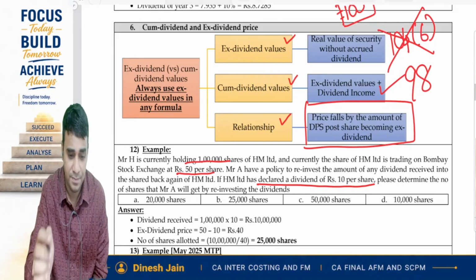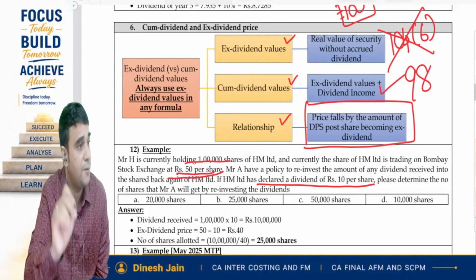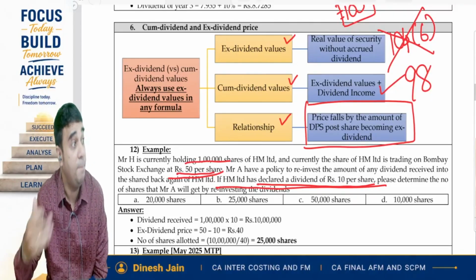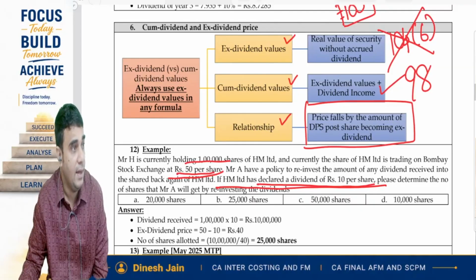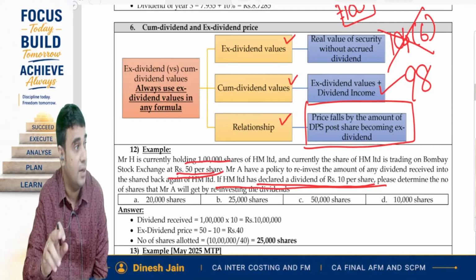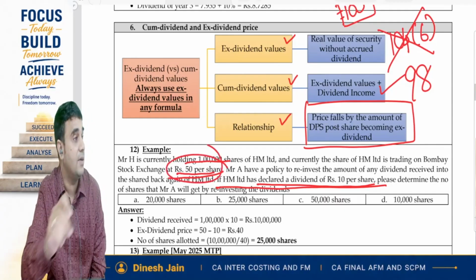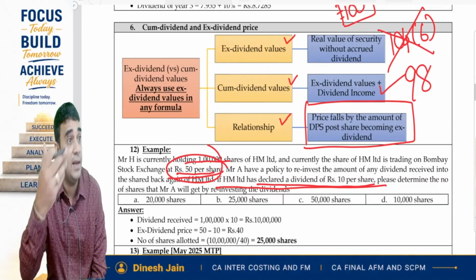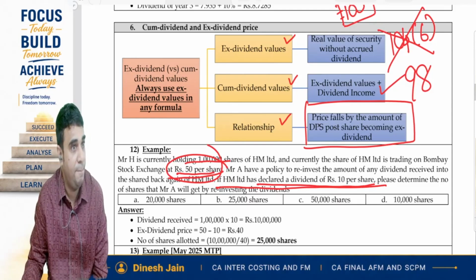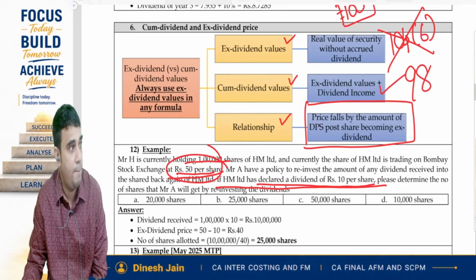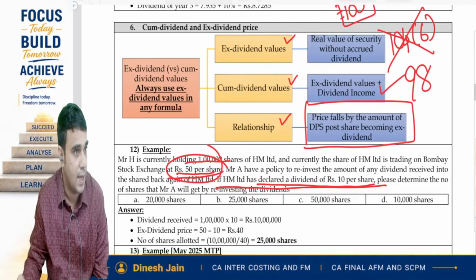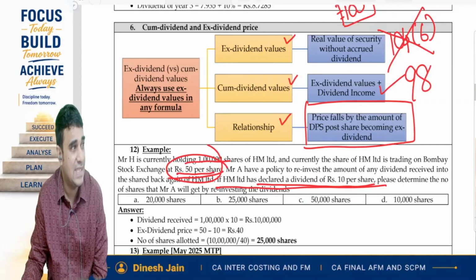Okay, now listen. It says at 50 per share, HM Limited paid a dividend of 10. The word used is paid, not declared. If they use the word paid a dividend, it means this is already ex dividend. Paid means already paid and now you are giving me the price. After payment, the share price will fall down to the ex dividend value.